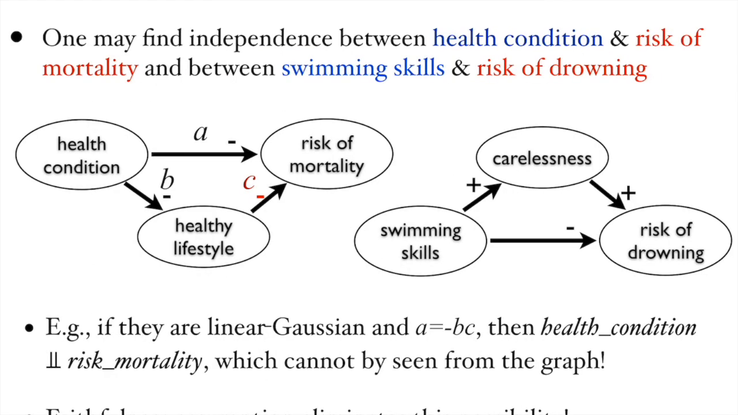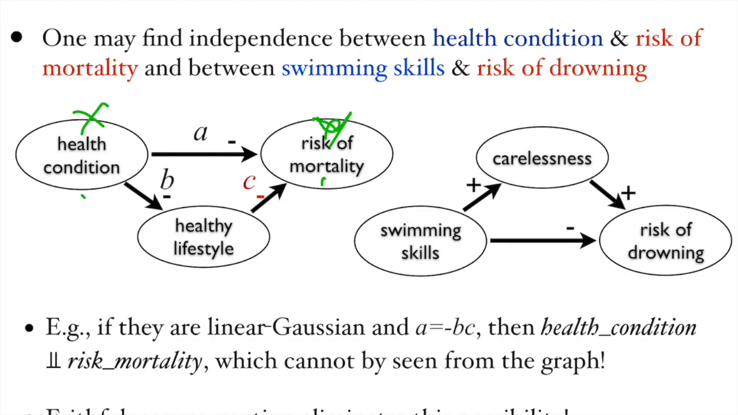So let me give an example first. Here you can see a health condition. We have three variables here: health condition, health lifestyle, and risk of mortality. Intuitively, suppose this causal structure is the true one. Health condition should be dependent on risk of mortality because of causal relations, right? There's a causal influence from here to here. That's very good. But by accident, or for some reason, it's possible to see that they are independent. They are almost independent, especially if A equals minus BC. The causal influences along the two pathways will cancel out, right? If A equals minus BC, you will see that X and Y are independent. This is horrible, right? Although X influences Y, they are independent.